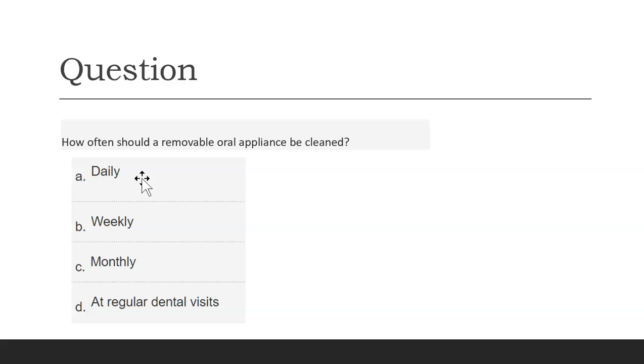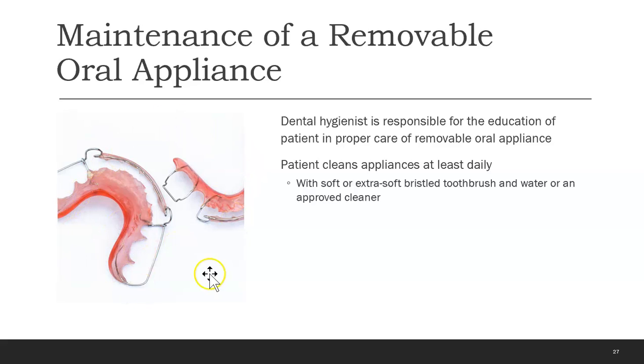We'll look at why in a bit, but one of the main reasons why you want to remove it daily is because you need to clean it. You need to clean it with a soft or extra soft bristle toothbrush and water. And if there is a removable appliance approved cleaner, you want to put it into that approved cleaner so that it cleans out, but you're also manually cleaning it with a soft or extra soft toothbrush. So this is an example of a retainer. You can clean it with a soft or extra soft bristle toothbrush and water, or you can even clean it with an approved cleaner.